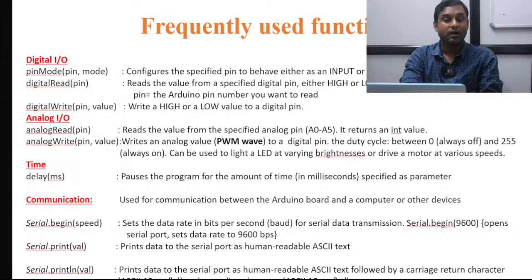Then how do we write an analog value? Using the analogWrite command: analogWrite, then the pin number, then what value I want to write. Also we can write a PWM wave, a pulse width modulated wave, using this command. When I am writing a pulse width modulated signal, the duty cycle is between 0 and 255, where 0 means always off and 255 means always on.